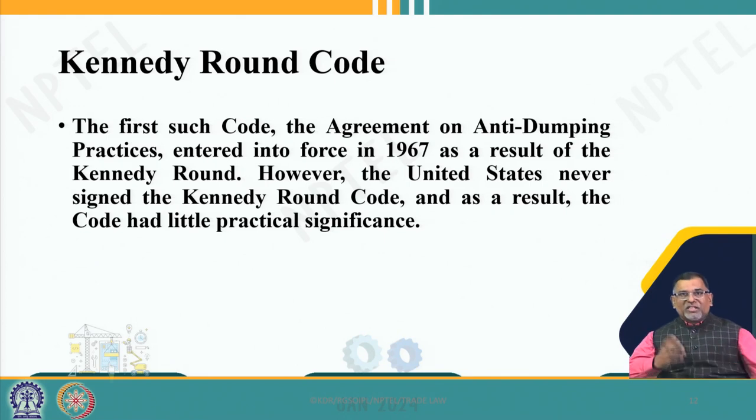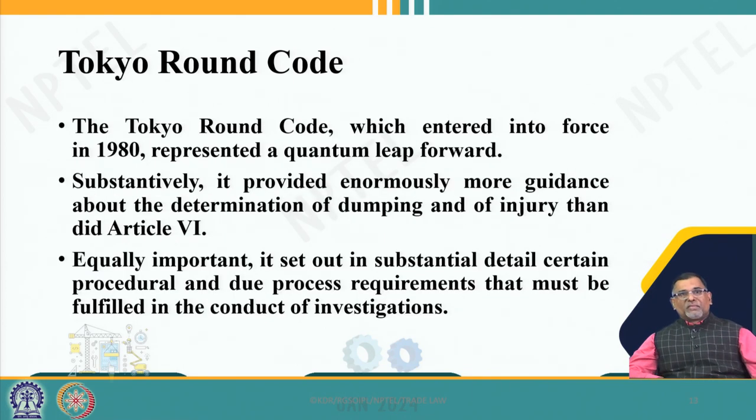So, that is what happened to the Kennedy Round Code on anti-dumping. Then comes the second, the Tokyo Round Code, which improved on it and added more guidance to GATT Article 6. Certain procedural aspects and requirements of investigation and other procedures were also prescribed under the Tokyo Round Code. So, the Tokyo Round Code was a full code on anti-dumping.